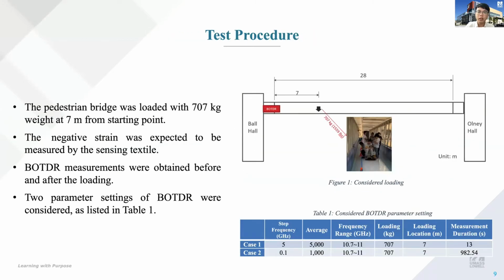Here's how we did the test. The pedestrian bridge was loaded with 707 kilograms of weight at the 7 meter location. You can see the loading test photo in Figure 1. We used concrete bars and 6 people as weight. And we tried different parameters of the BOTDR to achieve better signal performance.